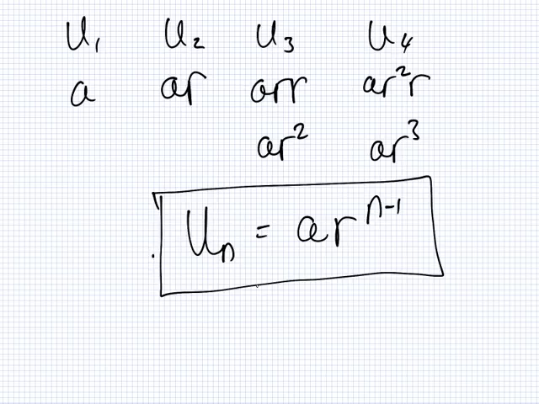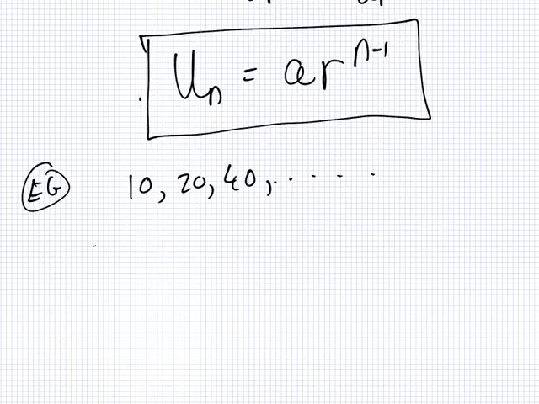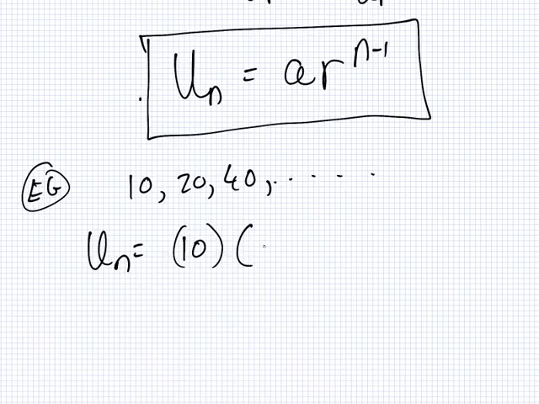Continue. Let's have a look at an example now. Find a formula for the nth term in this sequence. Just like in the last lesson, let's use our formula. Un equals A. A, of course, is 10. And then R is 2, and n minus 1.